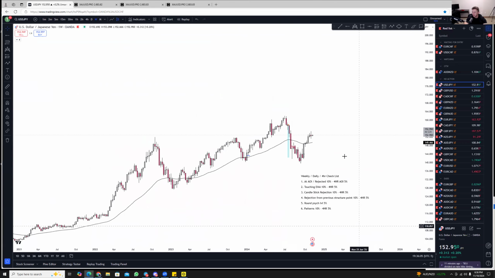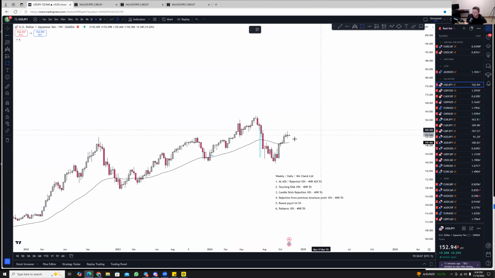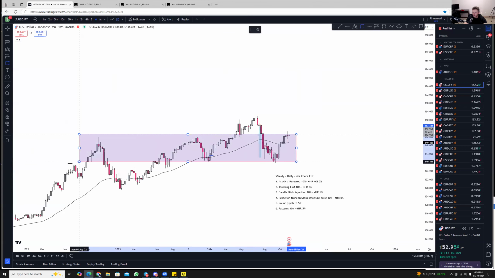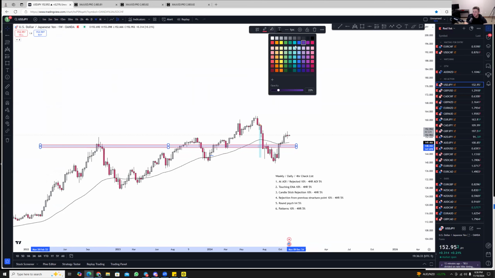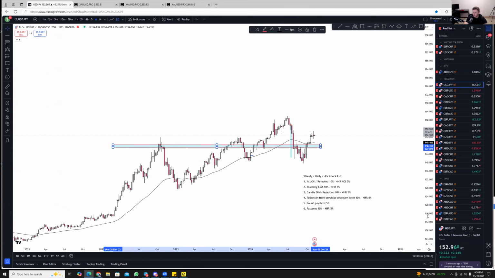So let's do our thing. Find our weekly zones. Higher high, higher low. Find our zone. 1, 2. We don't like that one. 1, 2. Let's make this a little bit bigger. We can sneak in 1, 2, 3 right there for our weekly zone. Is there another one in there?